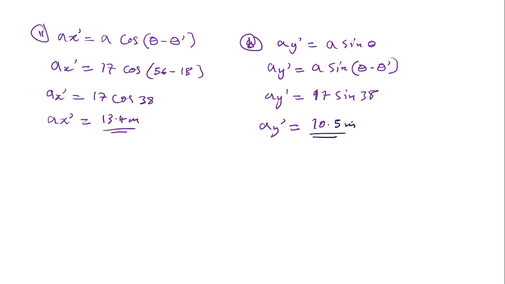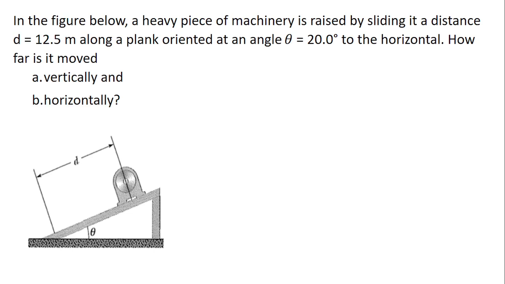So this question is, in the figure below, a heavy piece of machine is raised by sliding it a distance d. So we have a distance d, so this particular distance is 12.5 meters along a plank oriented at an angle of 20 degrees to horizontal. So this is the horizontal guy there.